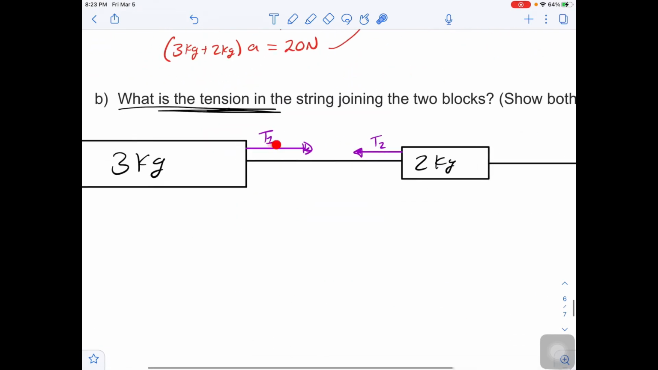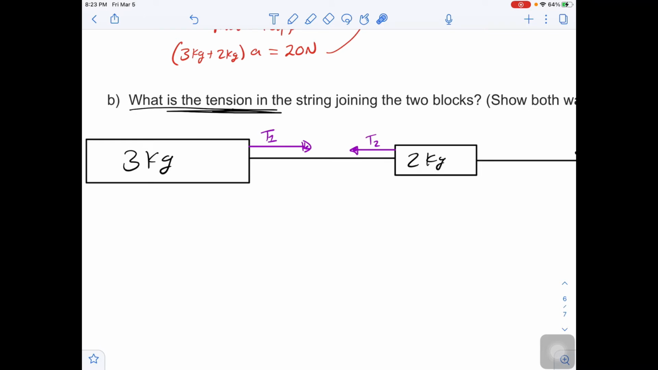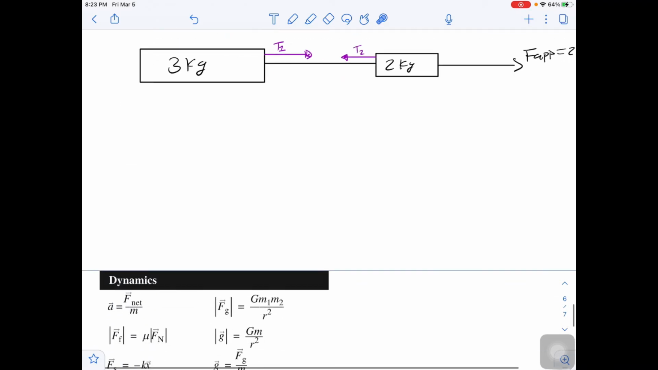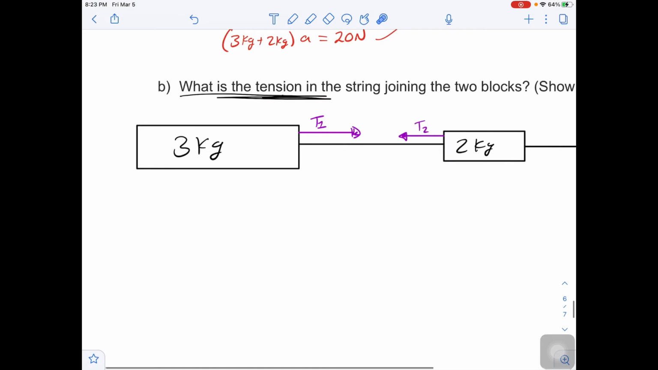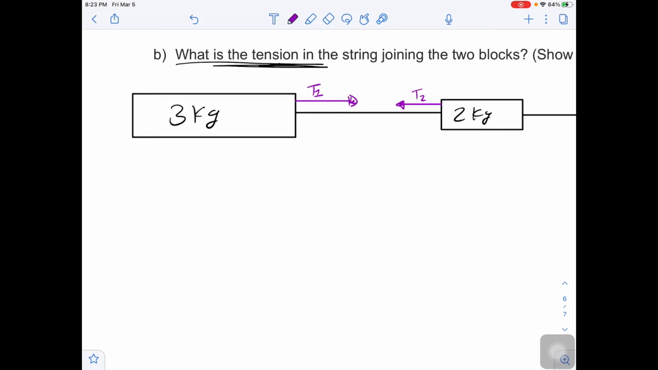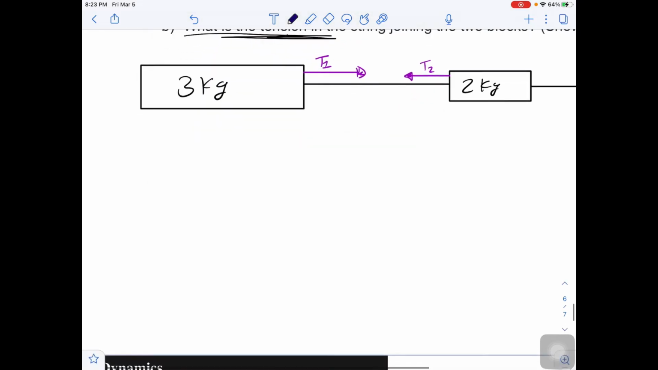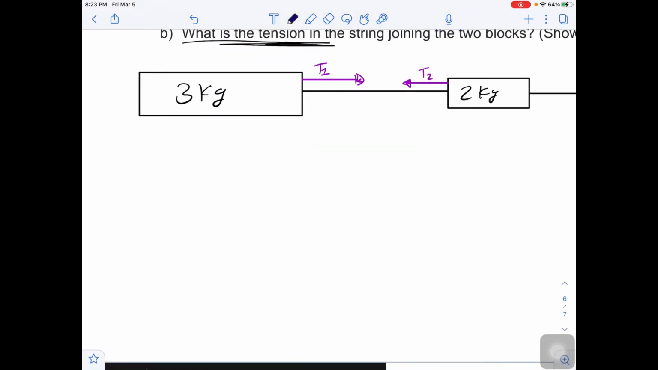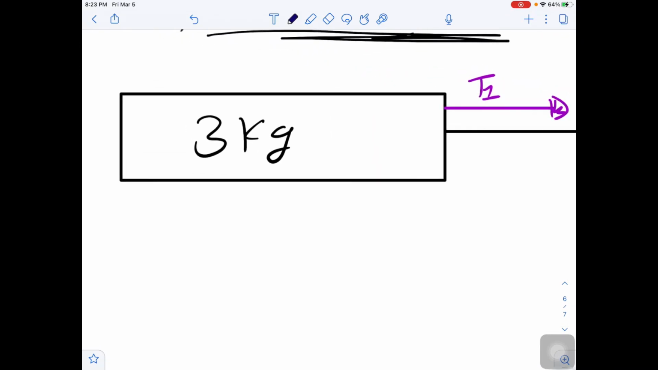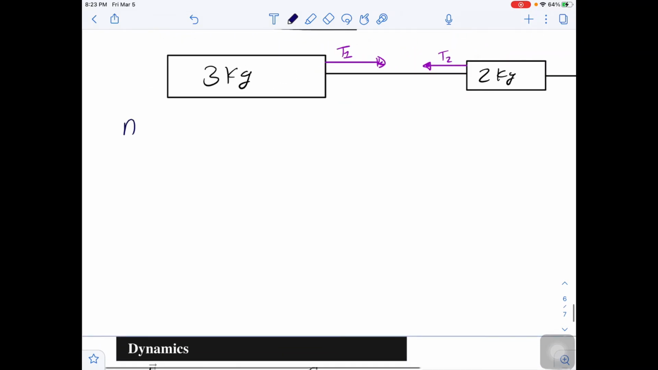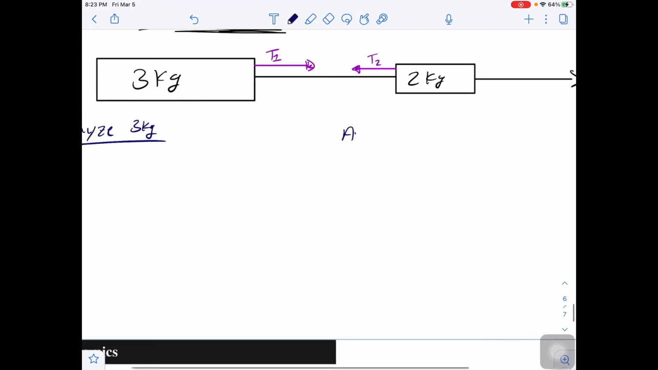So if you think about it, if this tension was for some reason greater than tension 2, that means the 3 kilogram box would therefore be moving faster than the 2 kilogram box when it's being pulled, which makes absolutely no sense. So how do I solve for my tensions here? Anytime you solve for tension, you have to analyze the individual thing that the tension's attached to. So I'm going to zoom in on 3 kilograms. I'm going to first analyze the 3 kilogram object, and then second I'll analyze the 2 kilogram object.